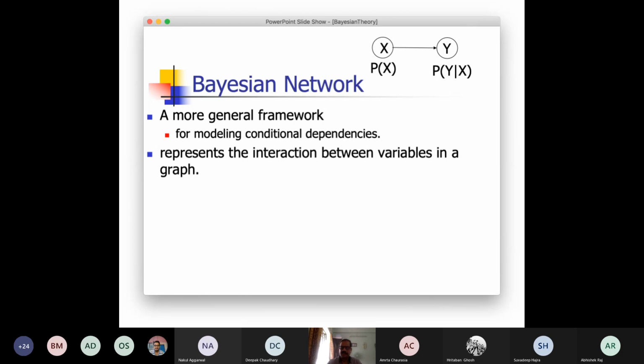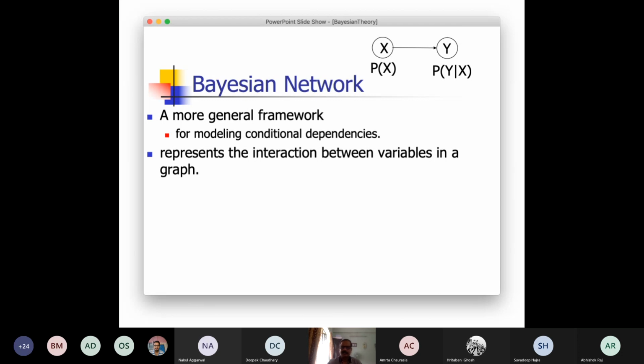Now, this conditional dependency or independence can be better captured in a more generic form in a Bayesian network. So today, we'll discuss a very brief overview of this network, properties of this network, and how the inference mechanism takes place under this network.